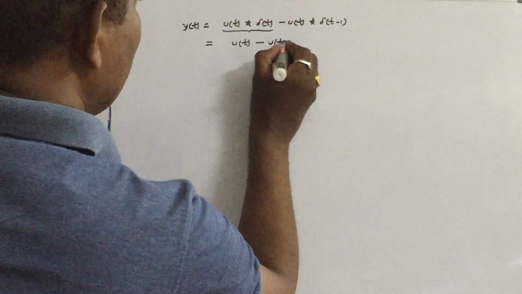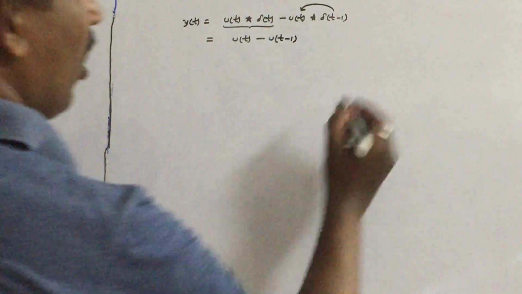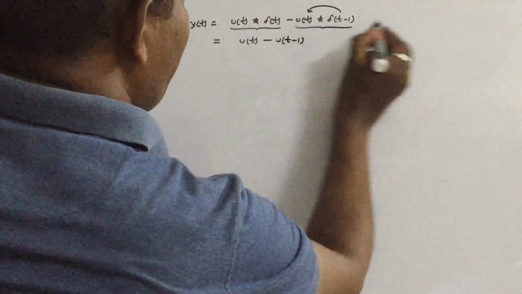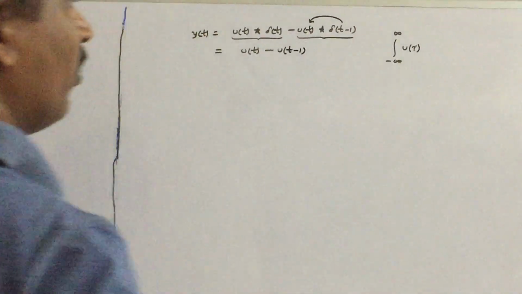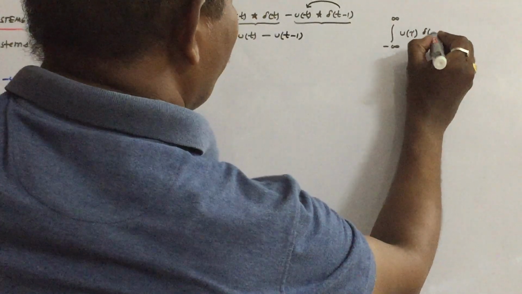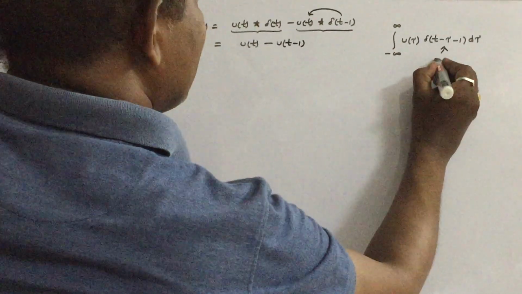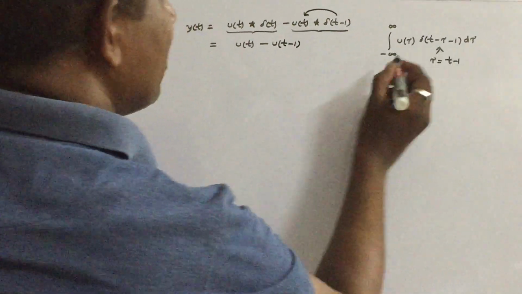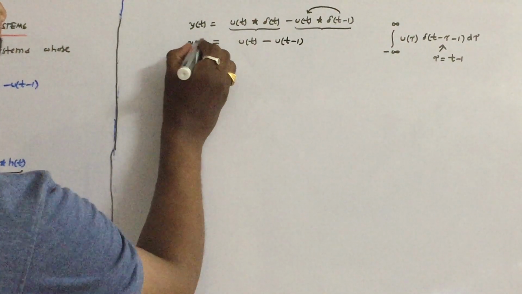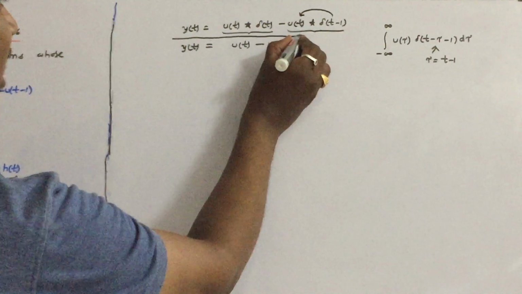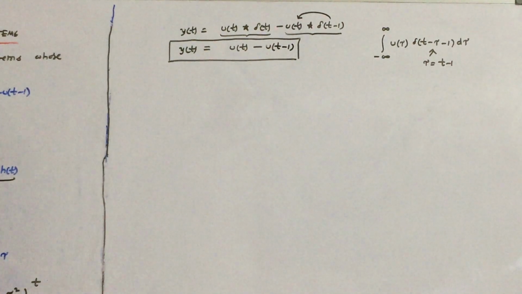Just substitute t minus 1 here. Or you can check the answer for this separately: the integral from minus infinity to infinity of u of tau, convolution formula, del of t minus tau minus 1 d tau. The impulse exists at tau equal to t minus 1, so just substitute t minus 1. So this is the answer, the step response of the system, for the second problem. So let us see the third one.